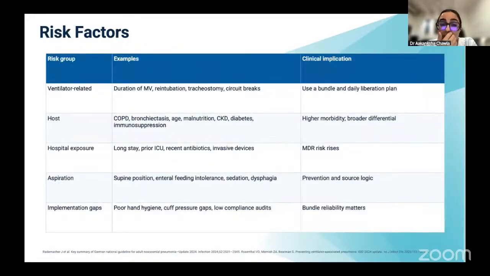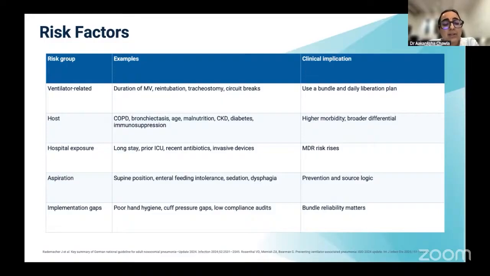So, what are the risk factors for both ventilator as well as hospital-acquired pneumonias? Ventilator related: the patient has been on prolonged duration of mechanical ventilation, on tracheostomy, you've re-intubated the patient. Overall, the host is an elderly individual with long-standing COPD, structural lung disease like bronchiectasis, malnourished, diabetic, CKD patient, or those who are immunocompromised hosts.